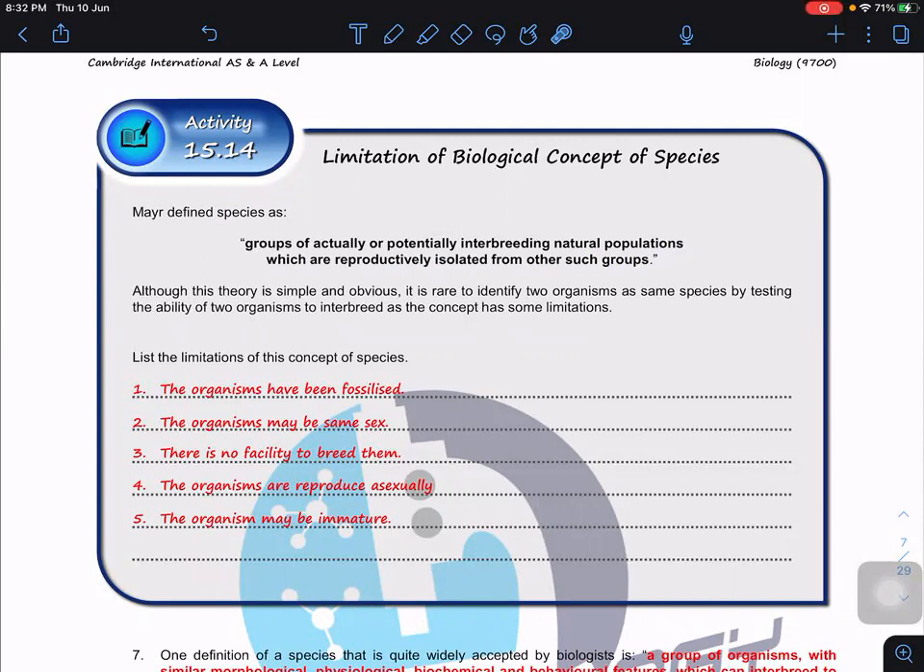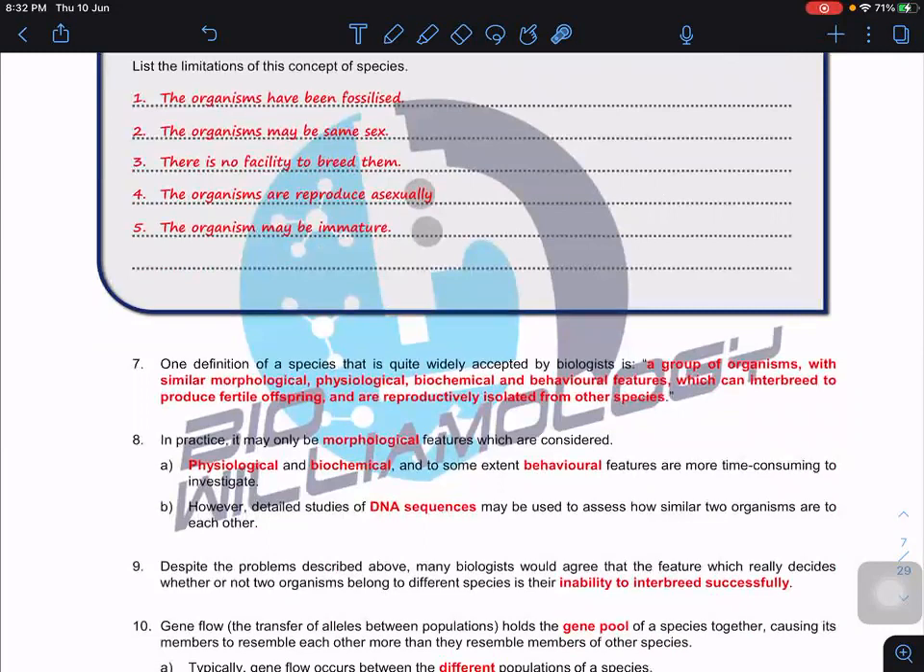So what are the limitations? For example, if we get the bone, the fossil of a dinosaur, how are we going to ask them to interbreed? Because they're extinct already, right? So how do we know? We can't. So based on morphology, we have no choice. Or the organisms are the same sex, male and male, they cannot interbreed. Then you say, oh, different species, cannot. Or there's no facility to breed them, or they require a certain facility, so because we don't have it, we cannot breed them. Or some of these organisms, under a particular facility, refuse to breed.